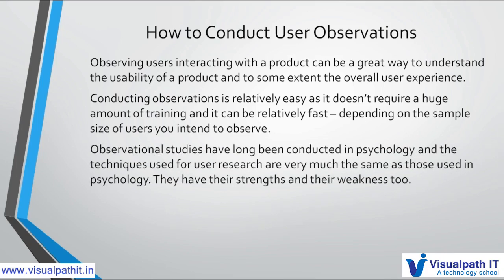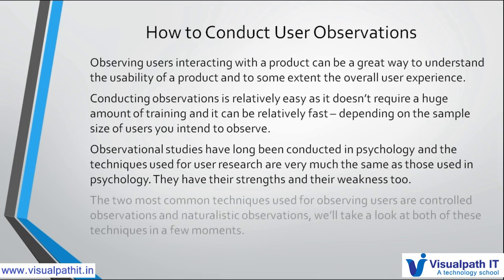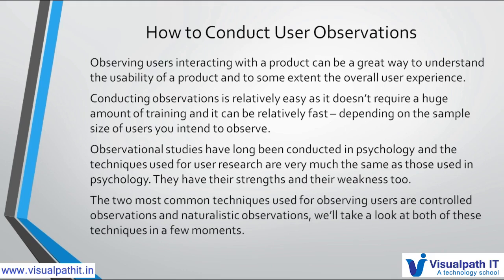Observational studies have long been conducted in psychology, and the techniques used for user research are very much the same as those used in psychology. They have their strengths and their weaknesses too. The two most common techniques used for observing users are controlled observation and naturalistic observation. We will take a look at both of these techniques in a few moments.